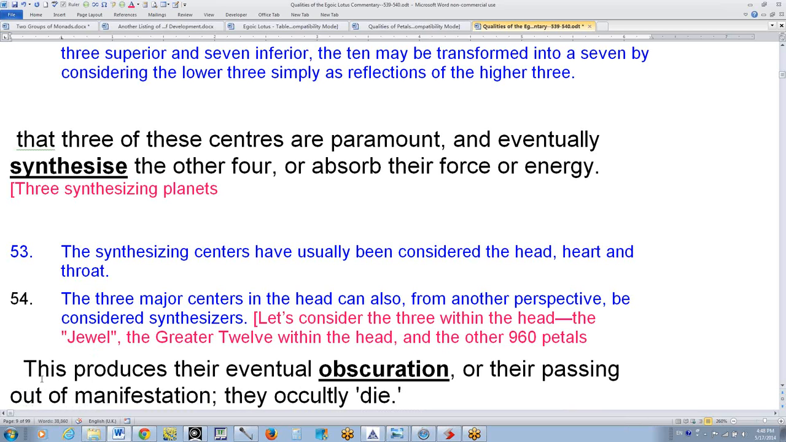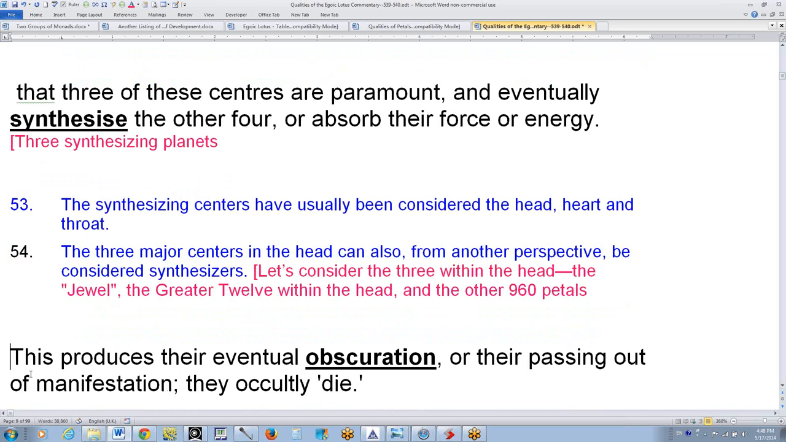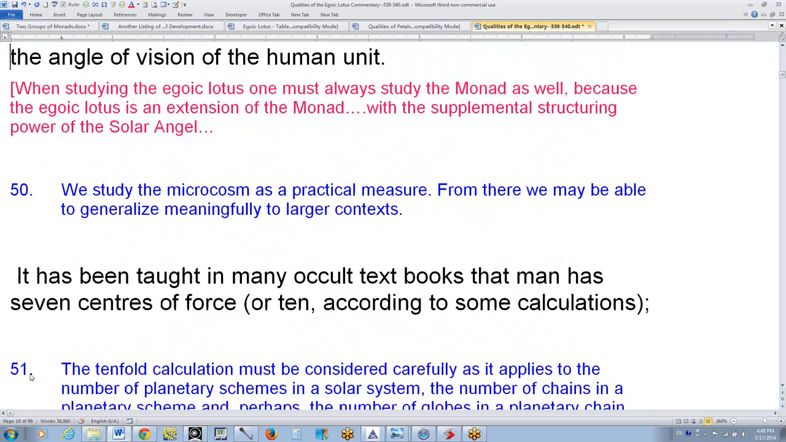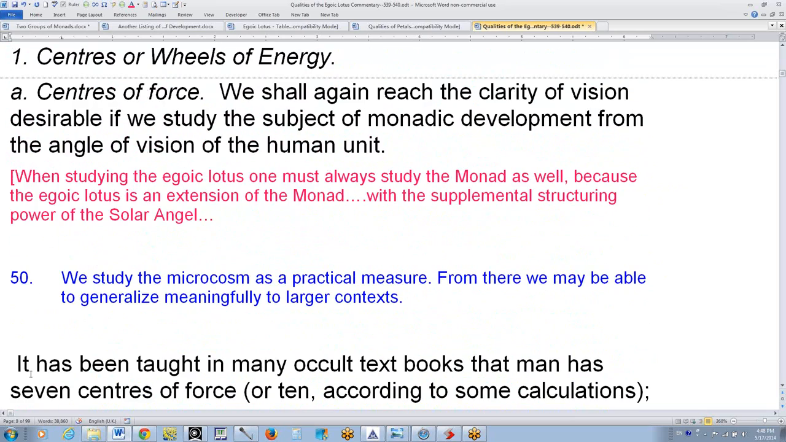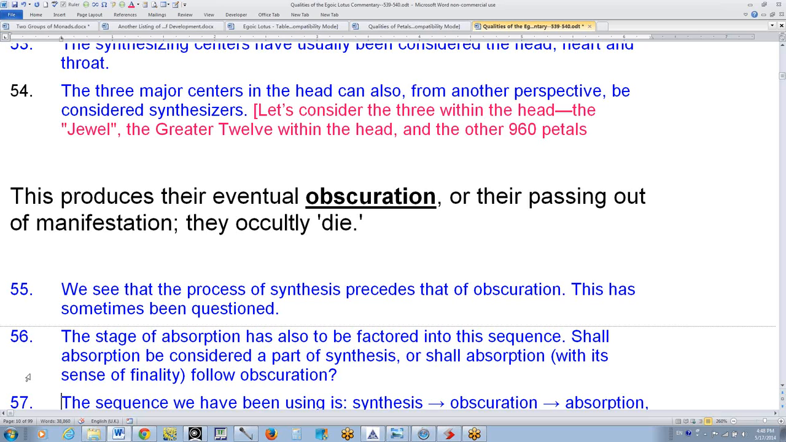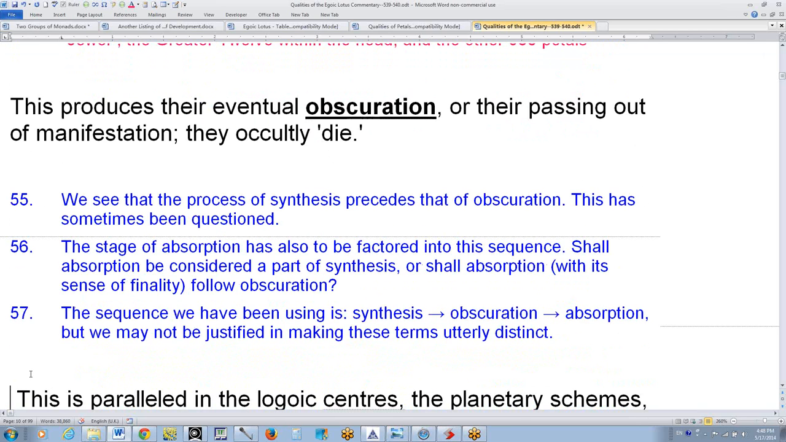So what we have here is the idea that synthesis produces obscuration, the passing out of manifestation, and there is an occult dying away of all the centers as they are absorbed into one center. So the process of synthesis, of gathering all the many into some, the some into a few, the few into three, the three into one, this precedes obscuration per se, precedes pralaya.